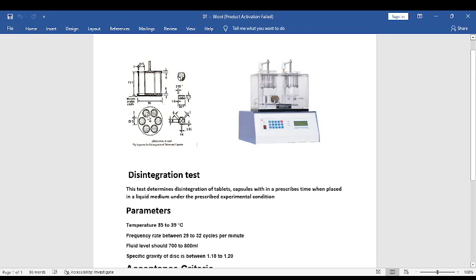Now, what is disintegration? Basically, disintegration measures the ability of a tablet to break down into smaller particles or granules, and the disintegration test is used to show how quickly the tablets break down into smaller particles.